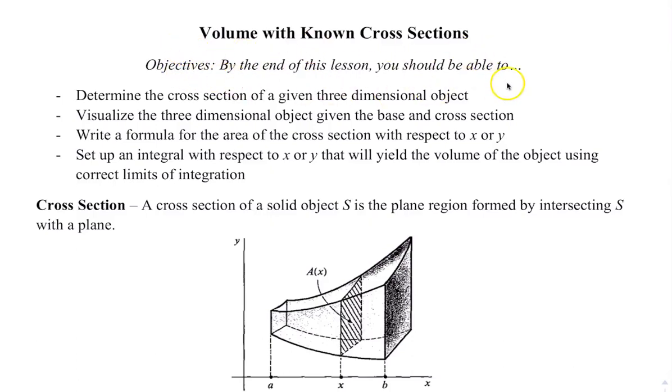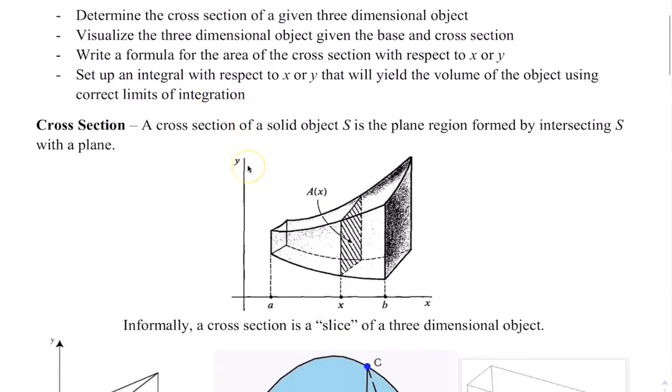Objectives. By the end of this lesson you should be able to determine the cross section of a given three-dimensional object, visualize the three-dimensional object given the base of the cross section, provide a formula for the area of the cross section with respect to x or y, and set up an integral with respect to x or y that will yield the volume of the object using correct limits of integration.